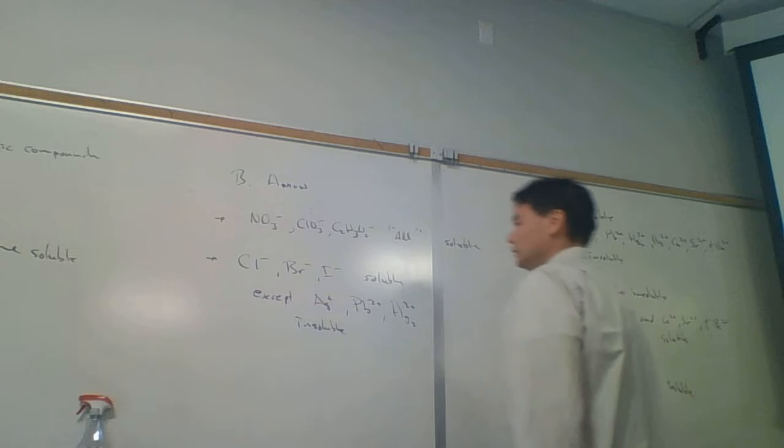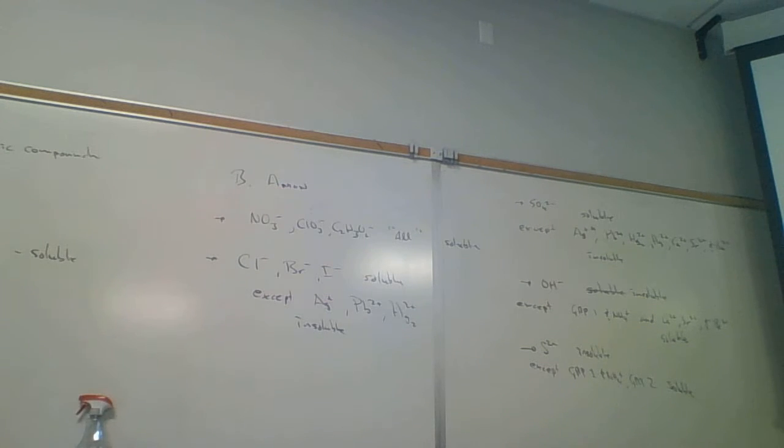Okay. And then one more. The one more is going to be phosphates. Phosphates are going to be insoluble, except group 1. Actually, not just phosphates. Phosphates, carbonates, and chromates are insoluble, except group 1 and ammonium. So this is kind of the pattern that we see in this chart here.